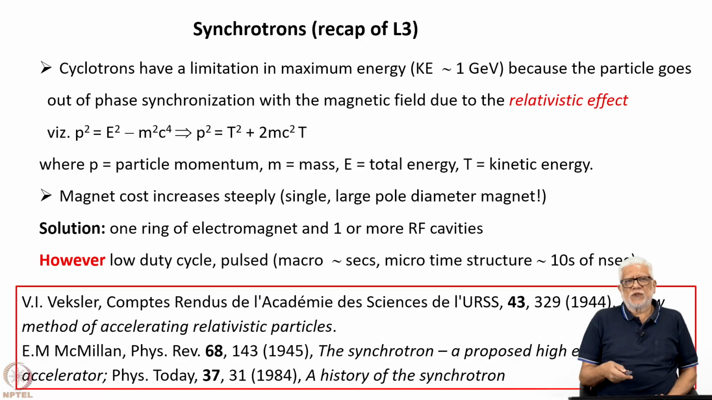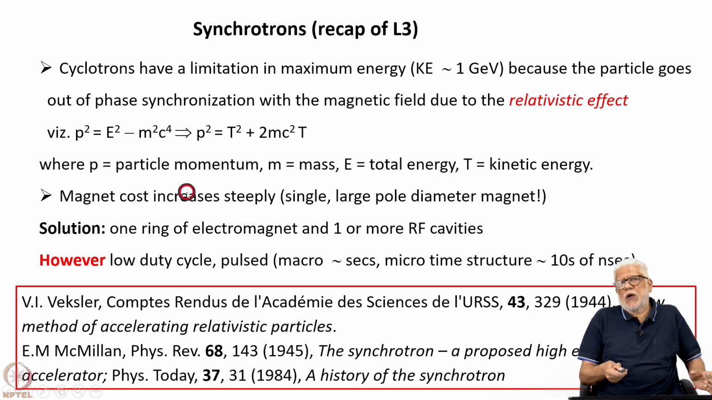Again, a recap for the synchrotrons. Cyclotrons have this limitation that the maximum energy is of the order of 1 GeV, because when you go to higher and higher energies, the magnetic field has to be tuned so that it remains in phase. So you have to increase the magnetic field due to the relativistic effect.